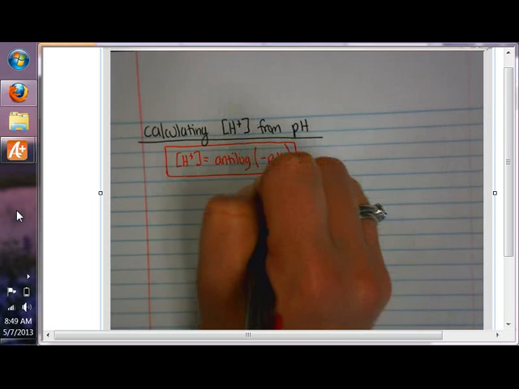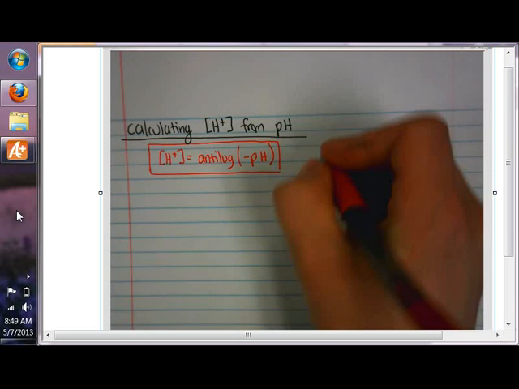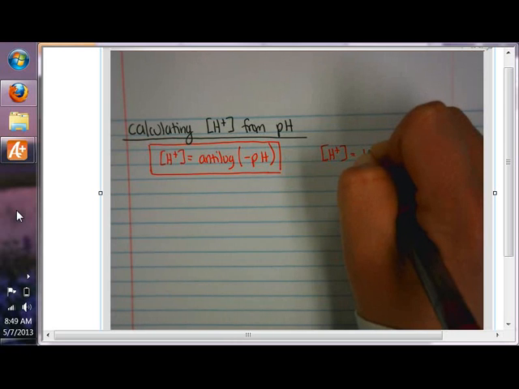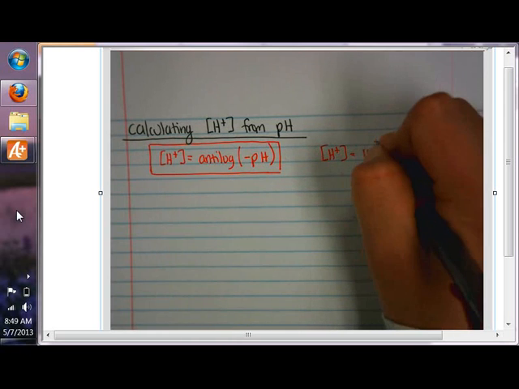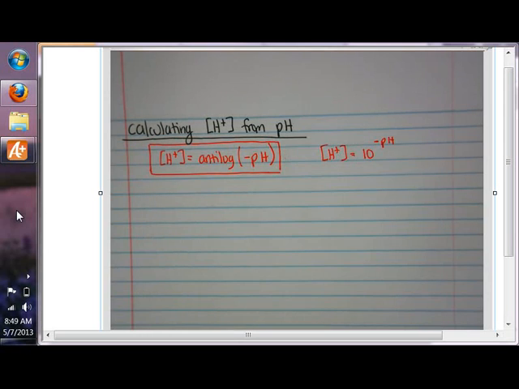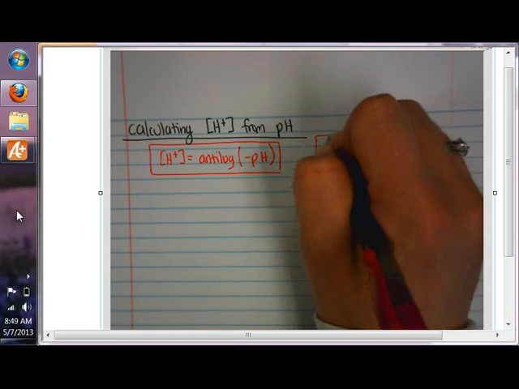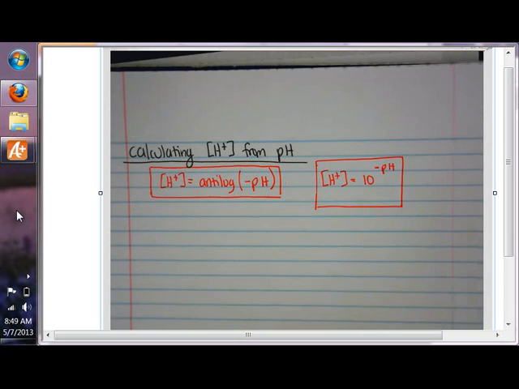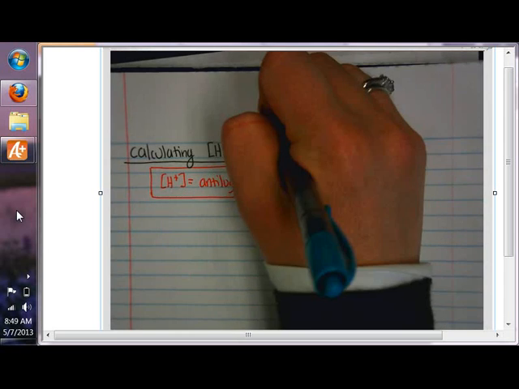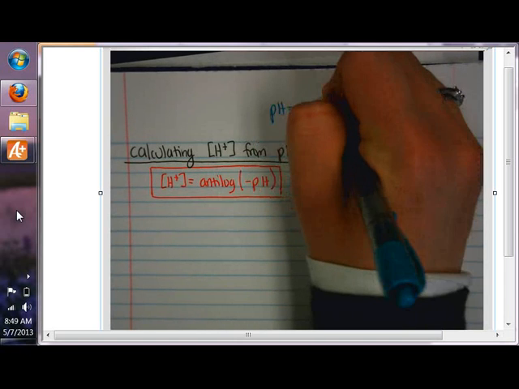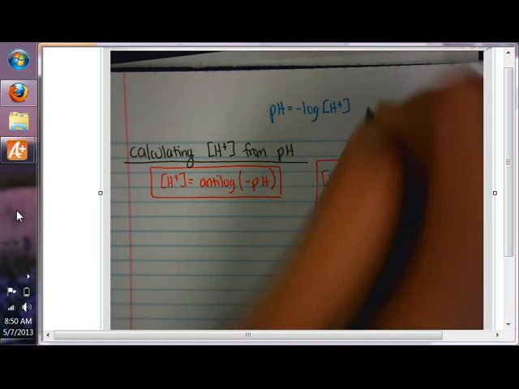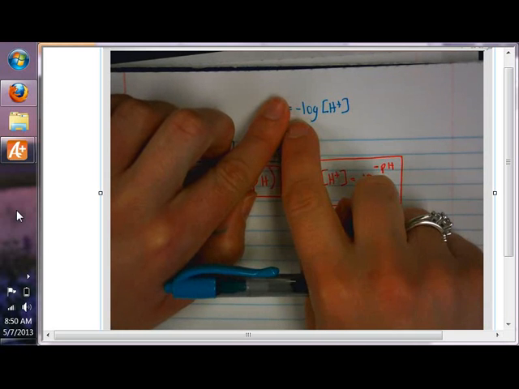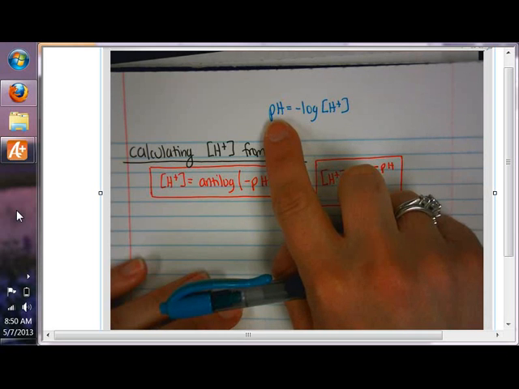Or I could think of it as the concentration of hydrogen equals 10 raised to the negative pH. So I'm going to put a box around that also. It's kind of two different ways of looking at it. Now, today we were playing with this equation: pH equals negative log of H plus. If they gave us the hydrogen concentration, we would just take the negative log and we'd get pH.